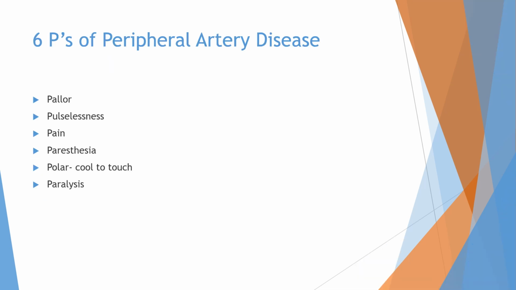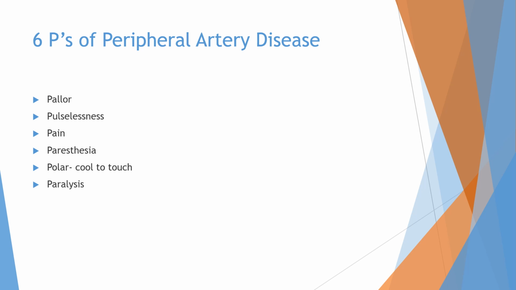So it's going to be our pallor, pulselessness, pain, paresthesia, polar, paralysis, right? Patients with peripheral artery disease are going to have decreased blood flow, so we'll see paleness, pulselessness, pain because we have decreased oxygen, maybe some tingling because of that decreased oxygen, polar because we don't have any blood, and then paralysis, again, decreased oxygen to that muscle tissue, to those nerves.